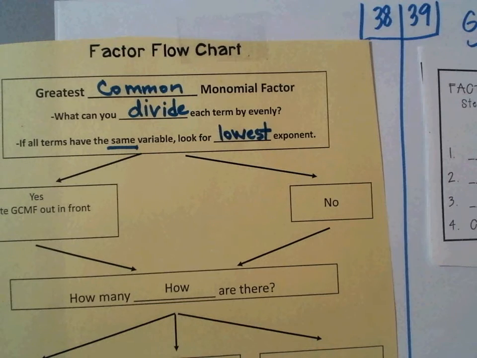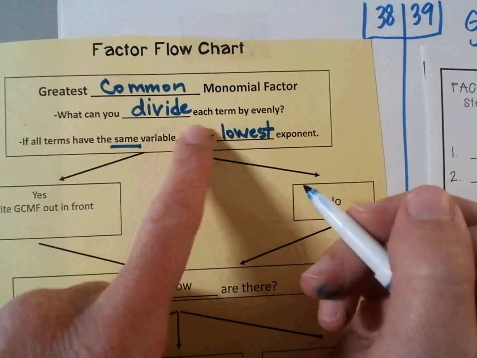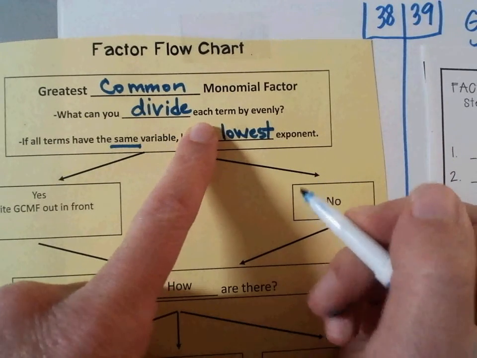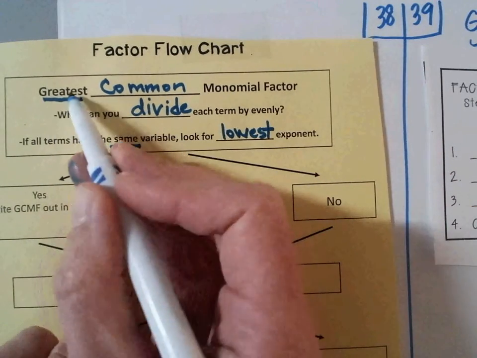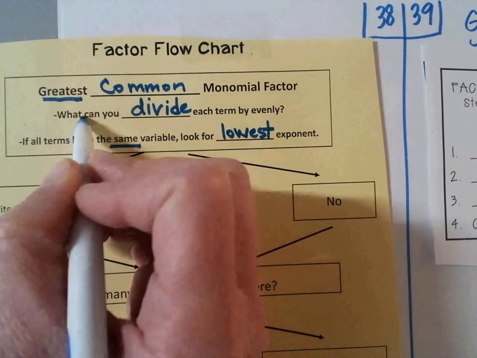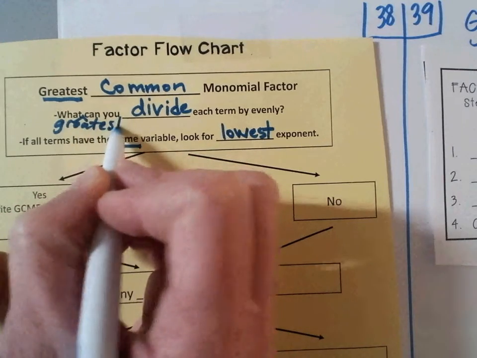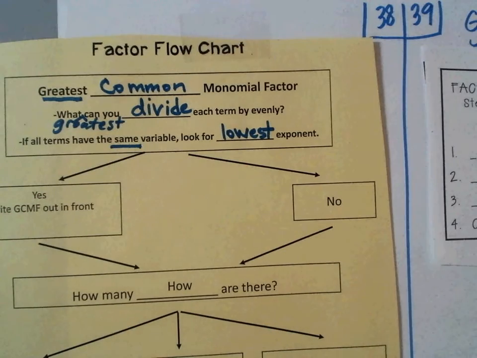Okay? All right, so I should say up here what is the highest number you can divide each term by evenly, because we want the greatest common monomial factor. So I should have said, like, what is the greatest number you can divide by. Okay? But you'll catch on, I think.